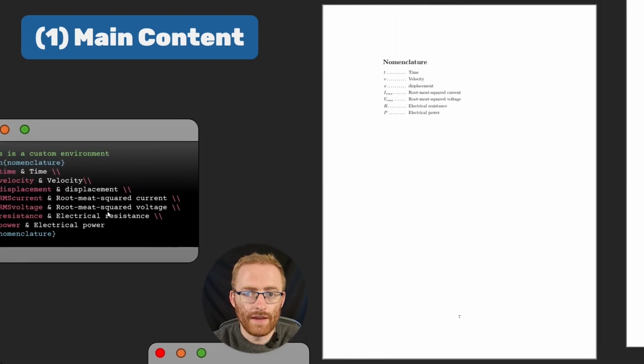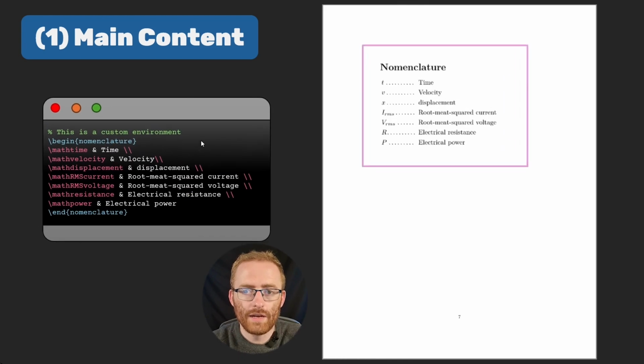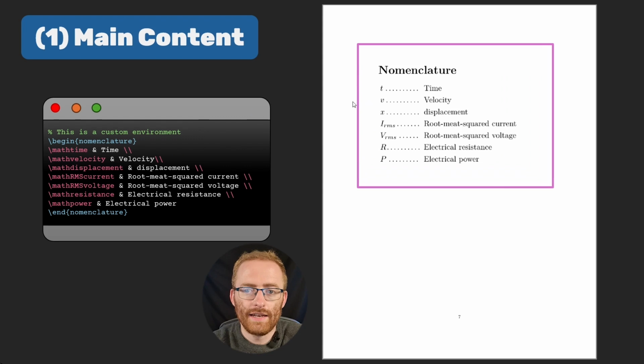Now, another common section that you can have in a thesis is a nomenclature. And typically what is in this is a list of the different math variables you use throughout your document. So we might be using T for time, V for velocity, X for displacement, and you can see they're all written in italic in the normal math font because they're all math variables. And then you have a description of each of these. T stands for time, V stands for velocity, etc.